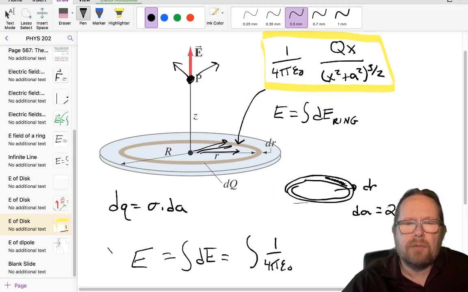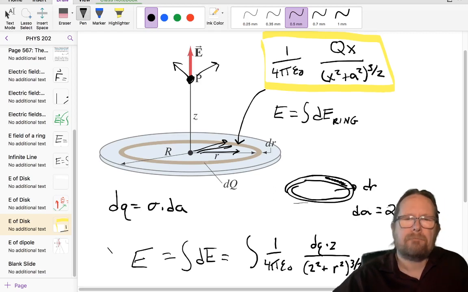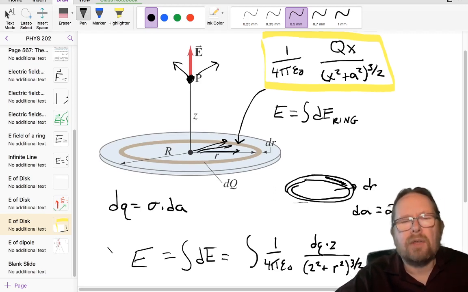Instead of q, we have dq. Instead of x, we have z. Our distance from each ring is z in this new coordinate system, over z squared plus, and the radius of each individual ring is r, so r squared to the 3/2. Okay?